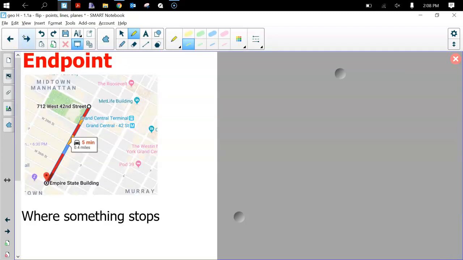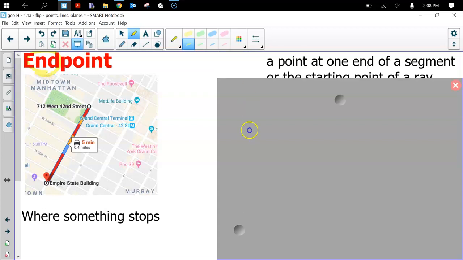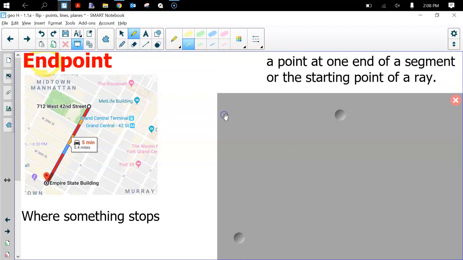Okay, then we have endpoint. The name is a little confusing because it has the word end in it, but it doesn't have to be where something ends. It could also be where something begins. So it's a point at one end of a segment or at the starting point of a ray, which I know we didn't talk about what a ray is, but ray has endpoint in the definition, endpoint has ray in the definition. I had to start somewhere.